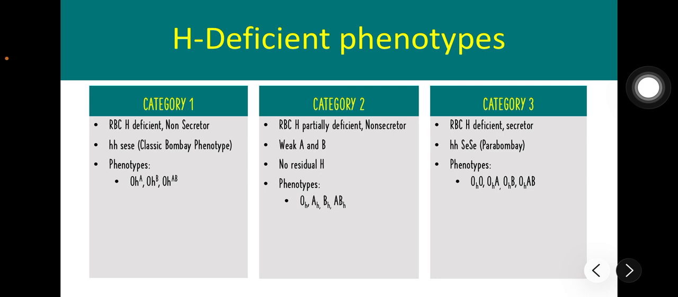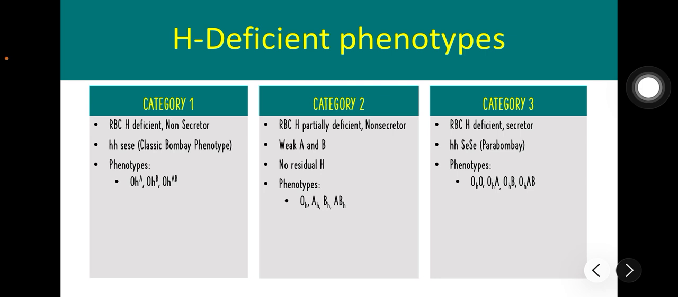Unlike normal group O individuals, Bombay red cells will not react with your anti-H lectin. So again, the serum of your classic Bombay phenotype contains naturally occurring anti-A, anti-B, and anti-AB, and a very potent anti-H. So category 1 is non-secretors, meaning they do not have A, B, or H substances found in their saliva or other body fluids.